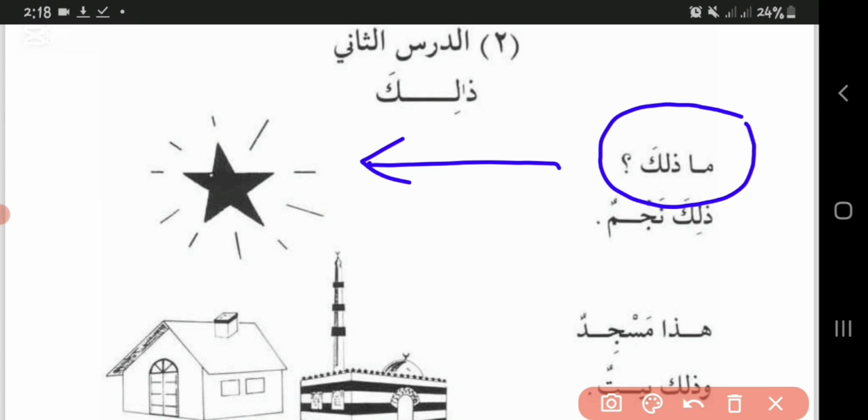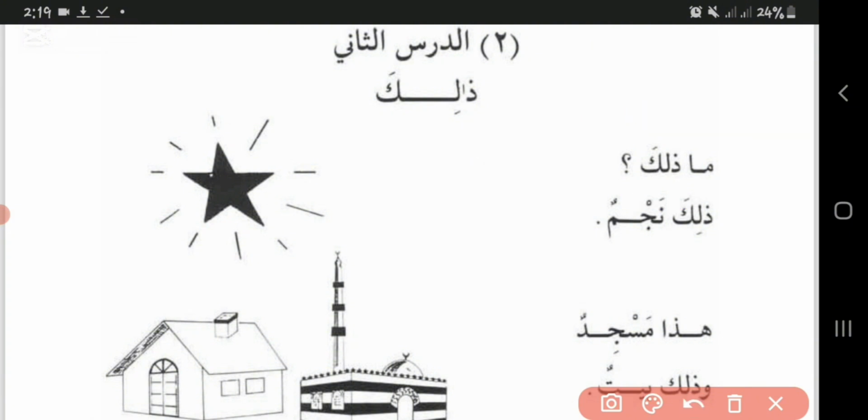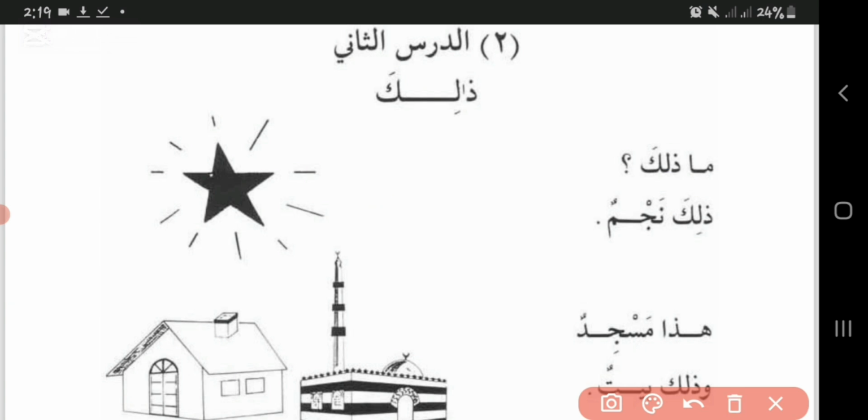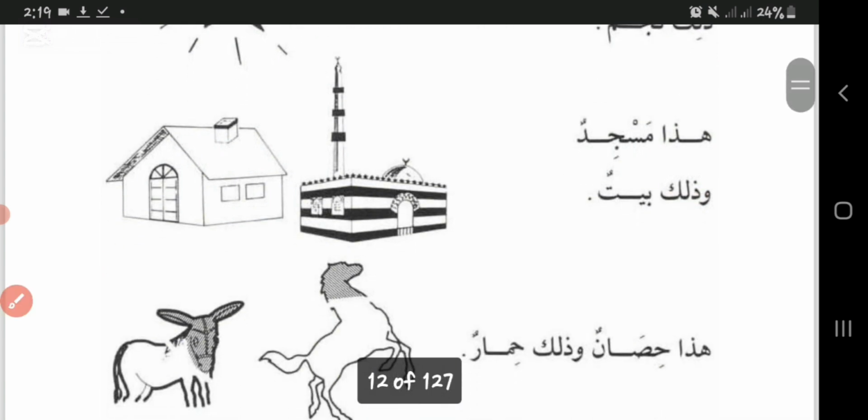According to the previous lesson, this picture indicates a star. The Arabic meaning of star, if you have not forgotten, is nejmun. So they now say dhalika nejmun. That is a star. Dhalika nejmun. That is a star.